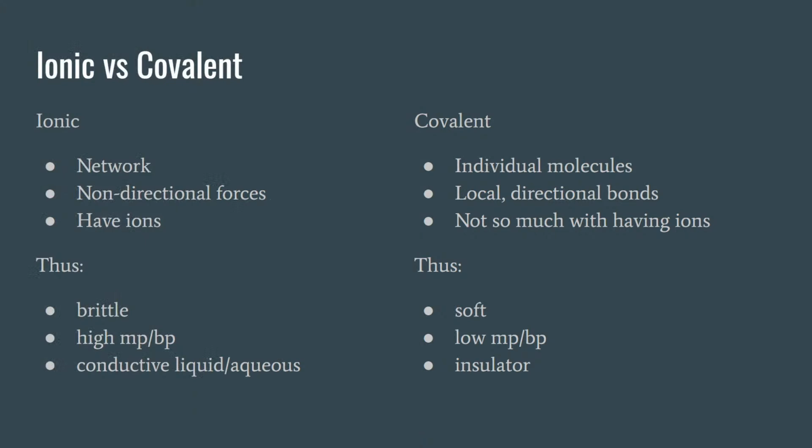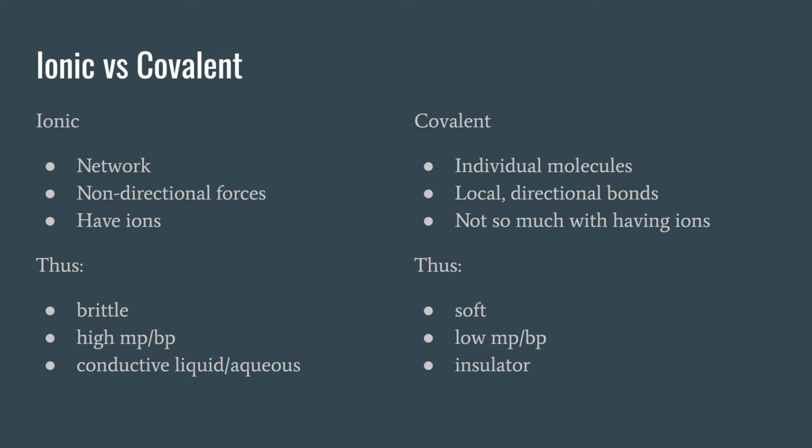Other things we see, ionic compounds have ions. Covalent compounds don't have ions in them. They can be ions. They're not made of ions. Okay? And that's what gives us the different properties.